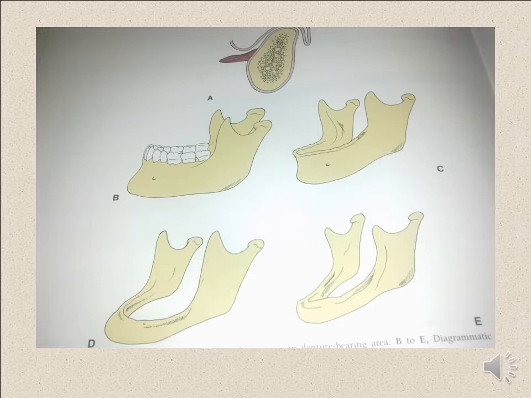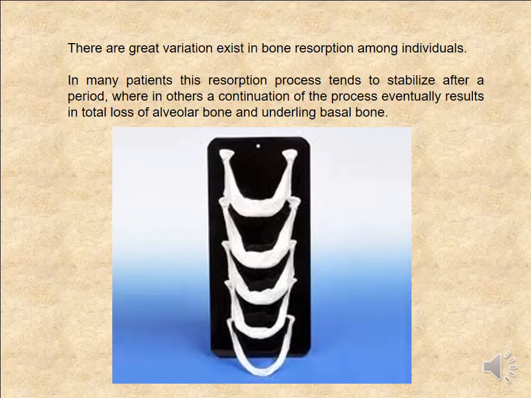So according to the functional theory, that leads to resorption of this alveolar process. So in figure D, the alveolar process becomes smaller, and in figure E, only the base of the mandible remains. So you must reconstruct the denture for the lower jaw and the upper jaw.